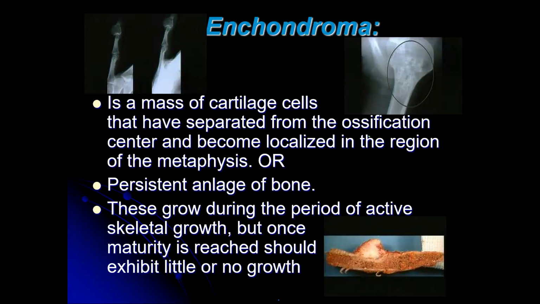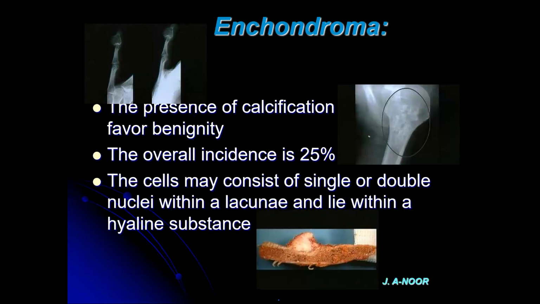So much for osteochondroma; now enchondroma. Enchondroma is a mass of cartilage cells that have separated from the ossification center and become localized in the region of the metaphysis or persistent anlage of bone. These grow during the period of active skeletal growth, but once maturity is reached, it should exhibit little or no growth. The presence of calcification favors benignness. The overall incidence is 25%. The cells may consist of single or double nuclei within the lacunae and lie within hyaline substance.